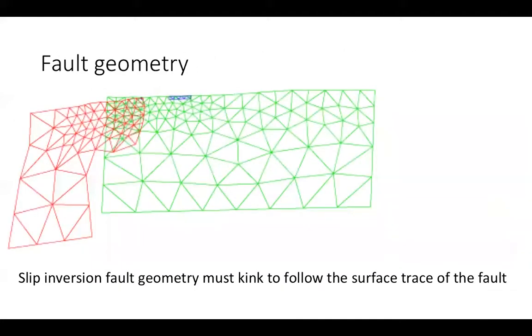So here is just a picture of that fault trace. With the surface trace here, it kinks to follow the surface geology, surface fault, and then these kinks are damped at depth, so the fault at depth is smoother than the fault at the surface.